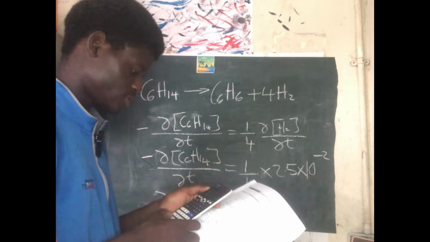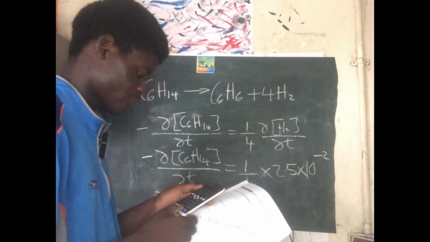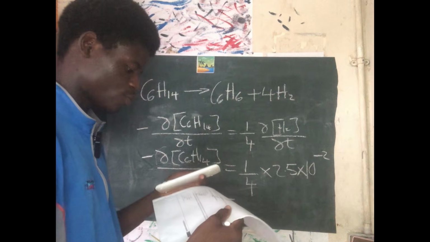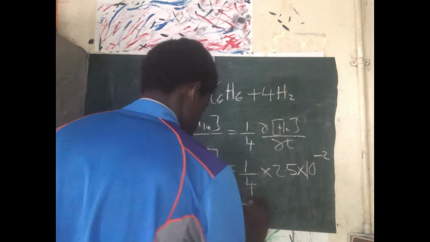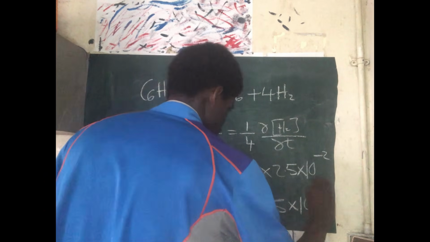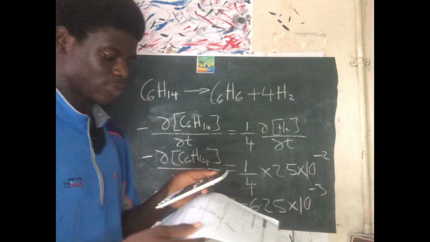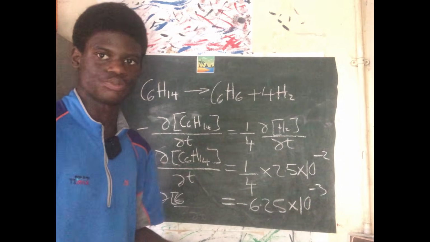2.5 times 10 raised to power minus 2 divided by 4 will give us 6.25 times 10 raised to power minus 3. That will be minus 6.25 times 10 raised to power minus 3 atmosphere per second. And from the options, the correct answer is option B.